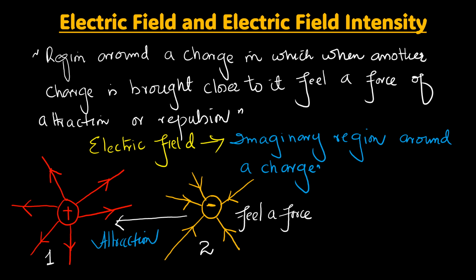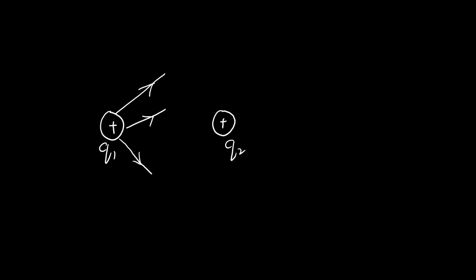Similarly, dear student, same charges repel each other. Suppose that we have two same positive charges. Let's say this is Q1, this one is Q2. Electric field lines are directed outward from Q1 like this, like this. Similarly, electric field lines are directed outward from Q2 like this.